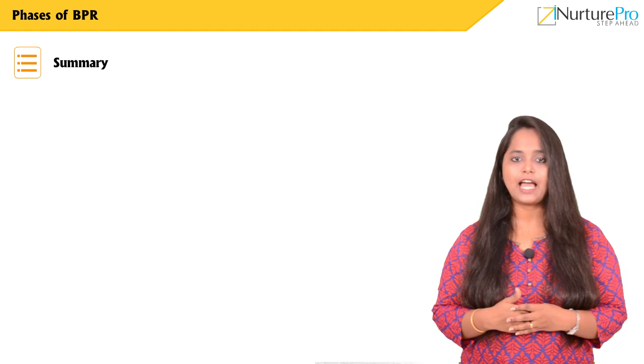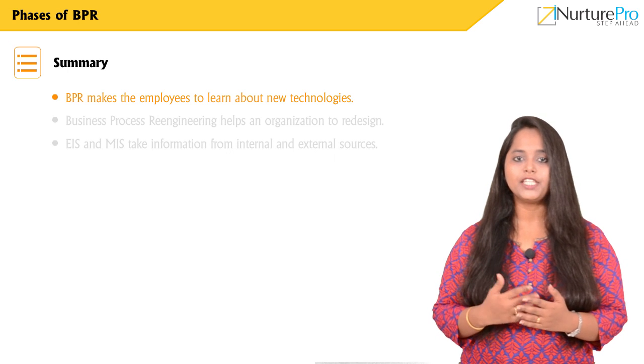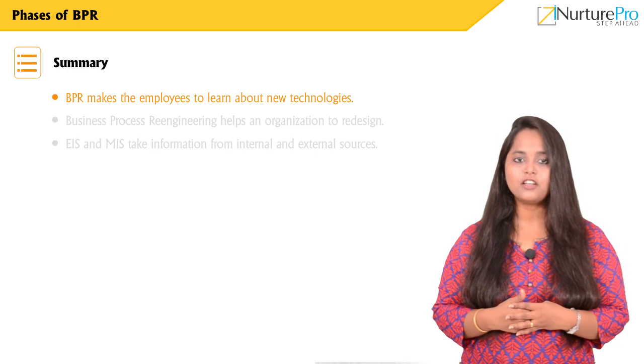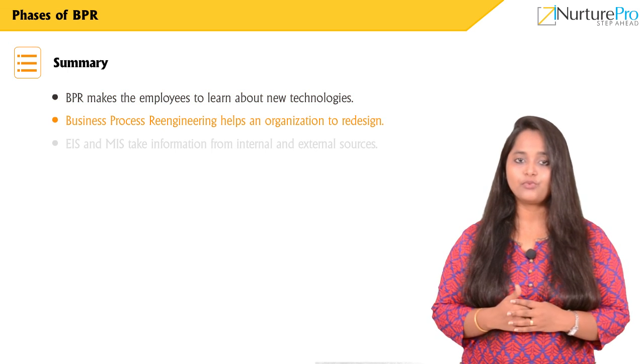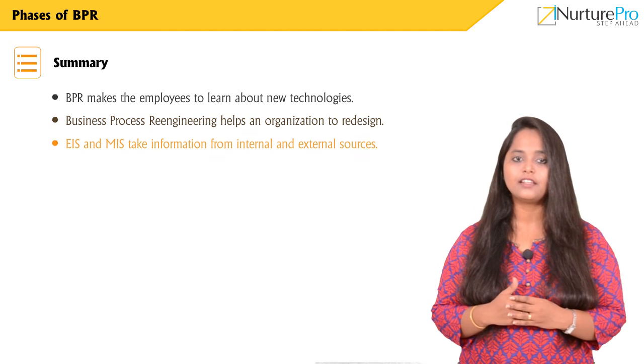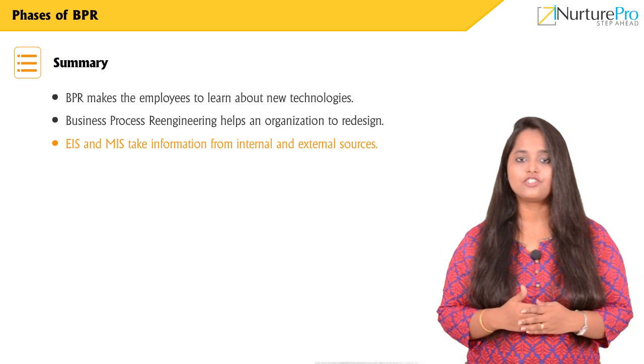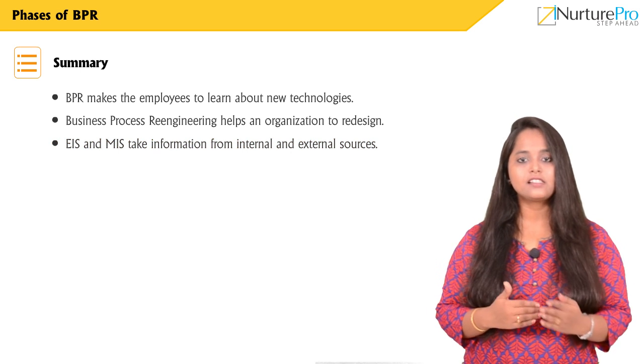Let's have a quick recap on what we discussed. BPR makes the employees learn about new technologies. Business process re-engineering helps an organization to redesign. EIS and MIS take information from internal and external sources.